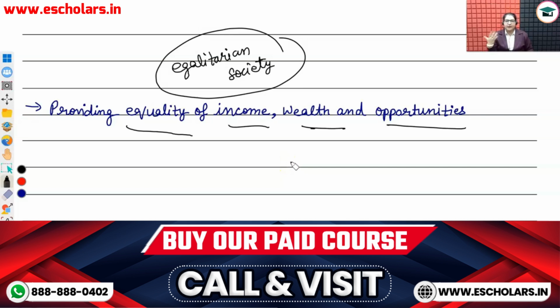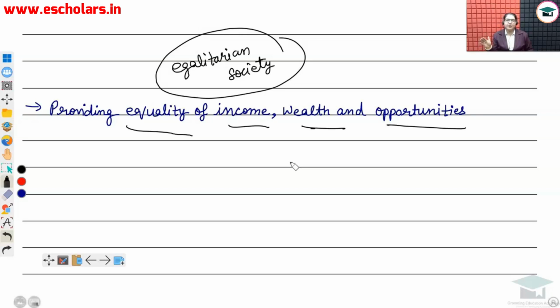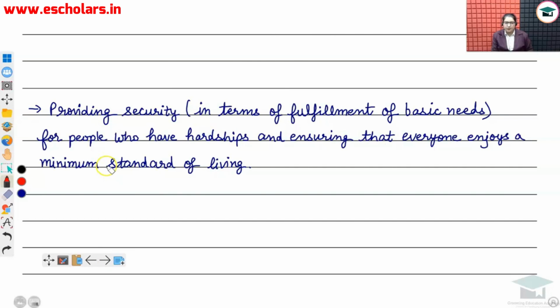Basically, providing equality of income, wealth and opportunities means ensuring that all the people are able to fulfill their basic necessities of life, like food, shelter and clothing. So let's recall it: providing equality of income, wealth and opportunities. So as already discussed, the government wants to ensure that all the people living in the society must fulfill their basic needs, right?